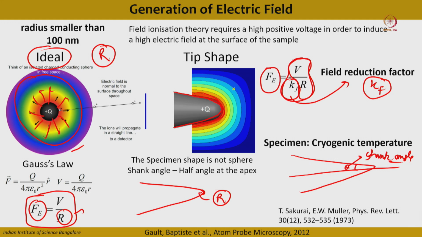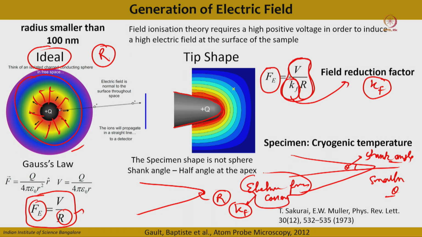The Kf value depends directly on the shank angle. The smaller the shank angle, theta, the larger the electric field concentration, which results in a decrease in the Kf value. Larger is the shank angle, lower will be the electric field concentration, and larger will be the Kf value. This is the factor needed to model the electric field around the tip surface, a field reduction factor we introduce to mimic the exact condition of the field lines across the tip. There are other parameters which govern the field reduction factor Kf.